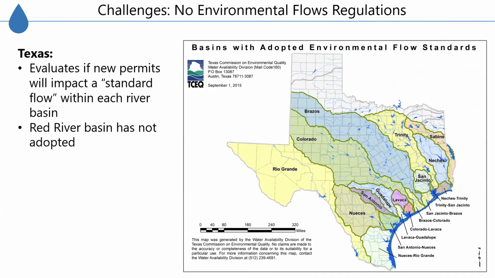Another challenge is that there's no environmental flow regulations. So in Texas, Texas has an in-stream flows program, and we can see all the river basins that have adopted environmental flow standards here. The Red River has not adopted an environmental flow standard. So Texas evaluates if new permits will impact like a standard flow that they set within each river basin. However, that program has not been adopted in the Red River Basin.